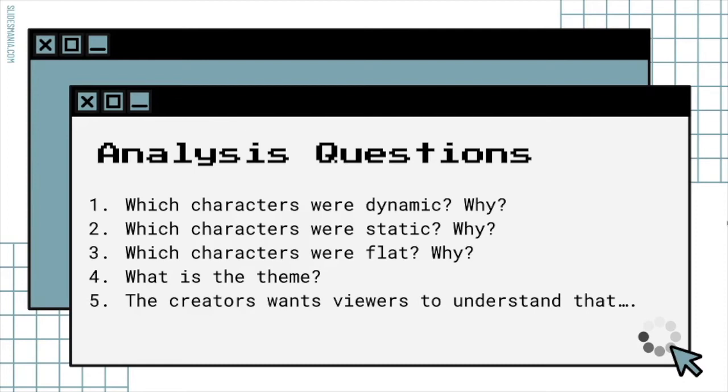Characters that were static, obviously the guy who owned the pit bull at the beginning. He was a very mean person at the beginning. He was a very mean person at the end. Not much to say about him. We're going to move on because I don't like people like that.